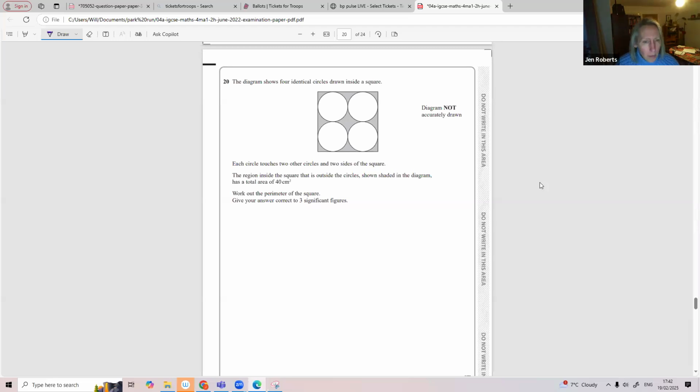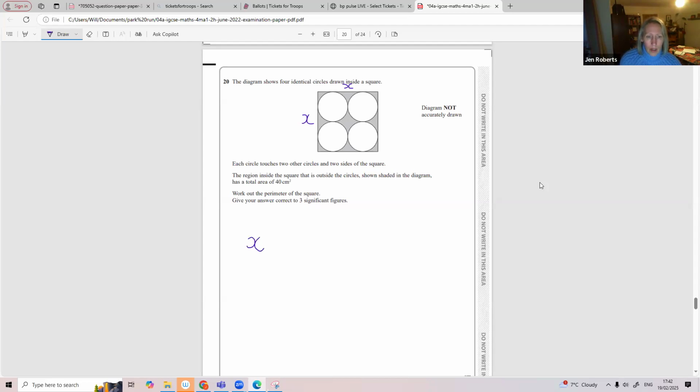Right, all we know, we don't know much, do we, here? Just the total area is 40 centimeters squared. So I'd be thinking, well, this is a square. Let me call that X. You could do it in a slightly different way than this. Let's just see if you get the same answer as me.